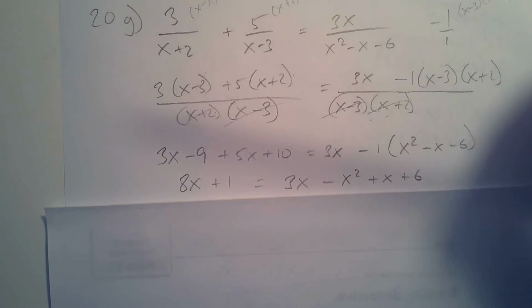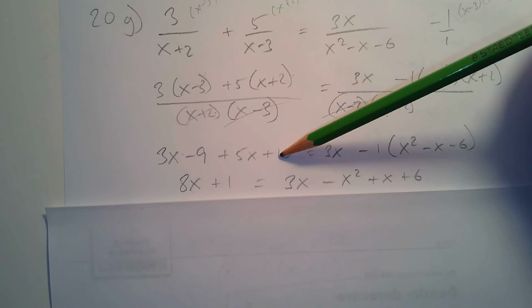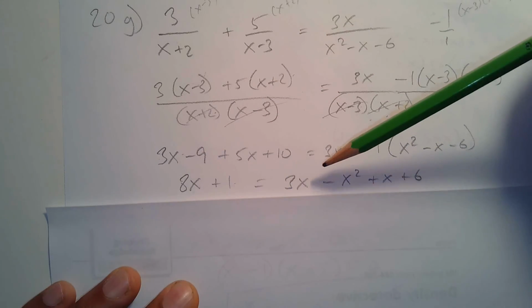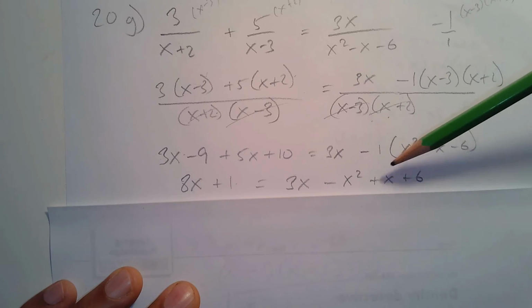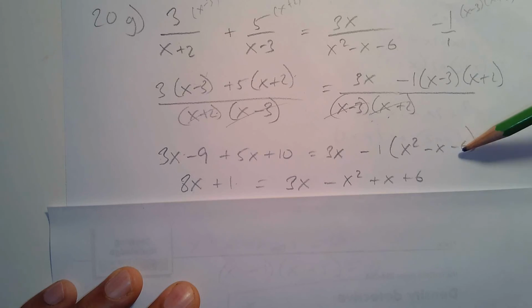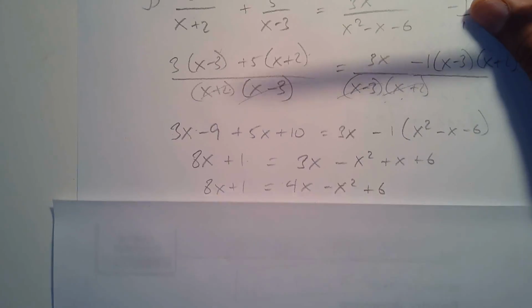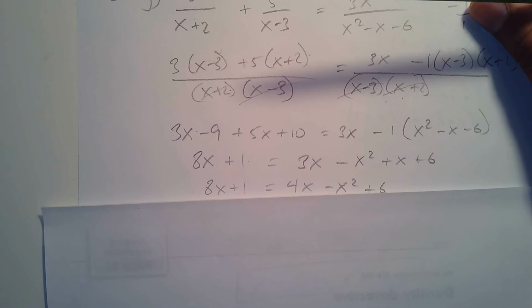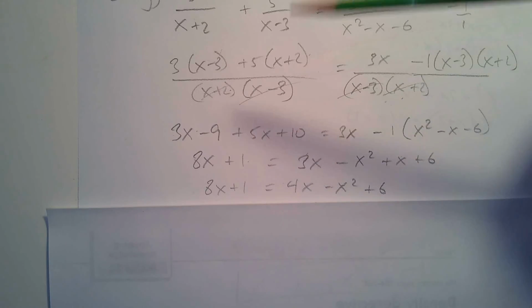Okay, collect like terms. 3x and 5x give you 8x. Negative 9 and 10 gives you plus 1. And then here you've got 3x. You're multiplying all this by minus 1. So minus x squared plus x, because there's a minus there, and a plus 6 because there's a minus here. Okay, so we've got the 3x and the x gives you 4x.